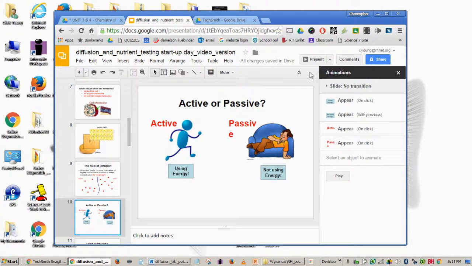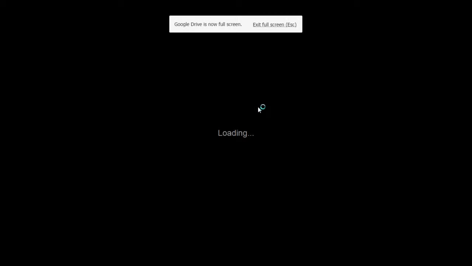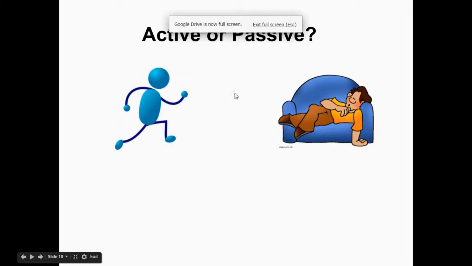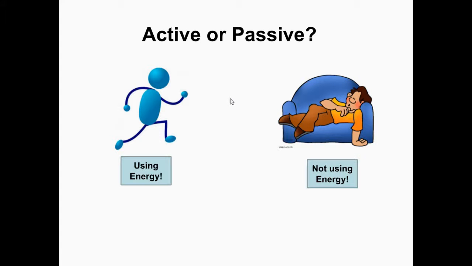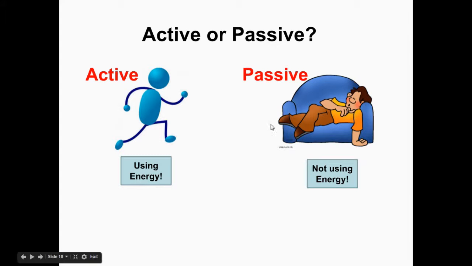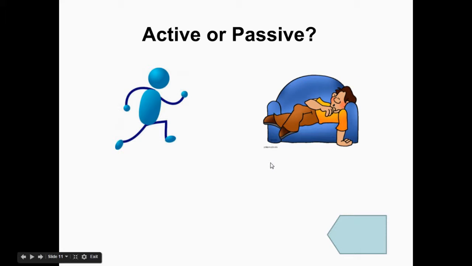Okay. All right, now a couple of terms that we need to bring in, maybe from gym class. Which of these people is being active and which is being passive? Well, you could probably figure out that the person over here who's using energy, they're being active. This person who's not using energy, they're being passive. And we want to associate those terms. Active means using energy, passive means not using energy, because those terms are important in diffusion also.